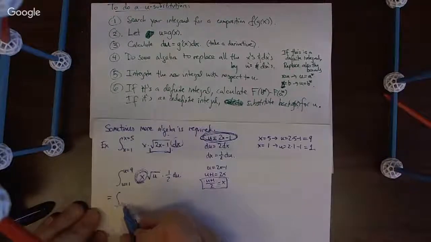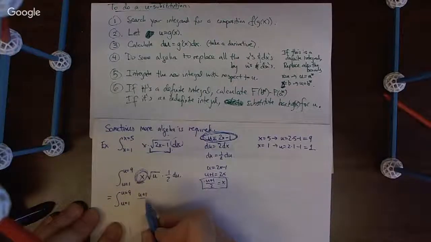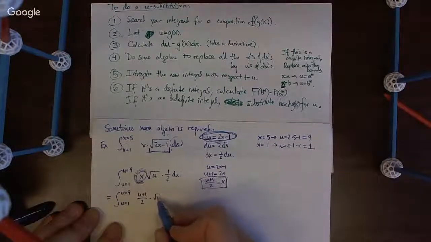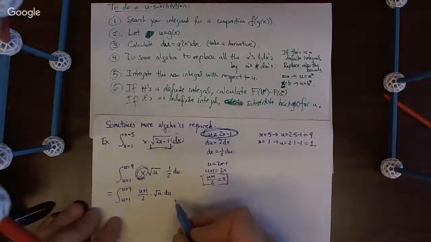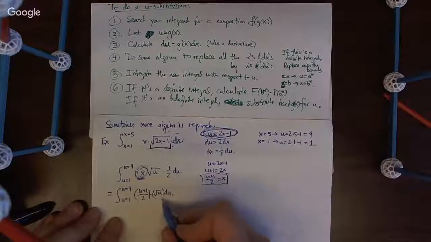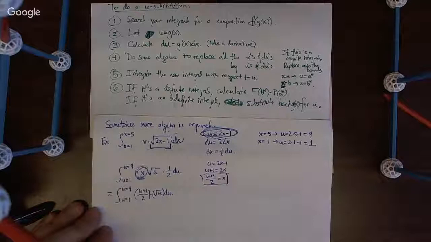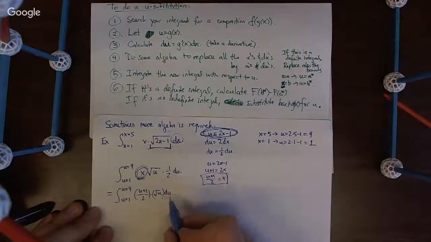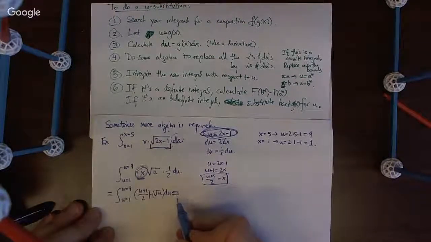So the next step here is the integral from u equals 1 to u equals 9 of (u plus 1)/2 times square root of u du. Okay, we should feel a little bit happier because we have an integral that's all in terms of u. We have no more x's around. But at the same time, this is a product, and we don't have any rules for how to take an integral of a product. That's what we'll learn in integration by parts later on, but that's next semester.